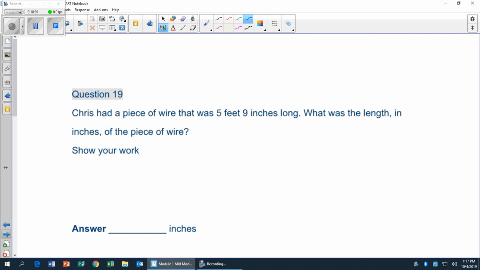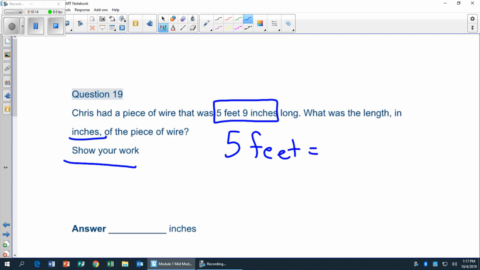Next, question 19. Chris had a piece of wire that's 5 feet 9 inches. What's the length in just inches? And I must show my work. So we want to turn 5 feet into inches.